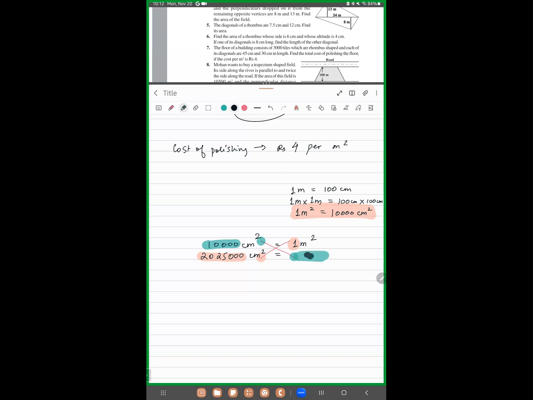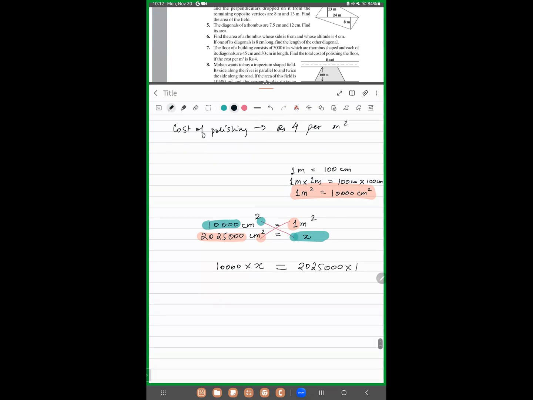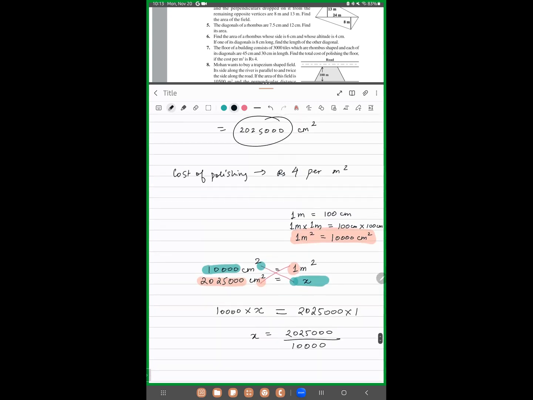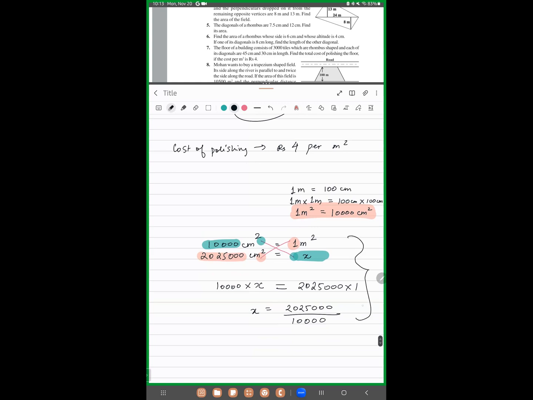We don't have anything over here yet, so we'll just write it as X. So we are multiplying both the green things: 10,000 into x is equal to the pink things multiplied with each other into 1. That is how we got this thing. X is equal to 2025 triple zero divided by 10,000. But this is very basic stuff. Over here, I have just shown you how we got it.